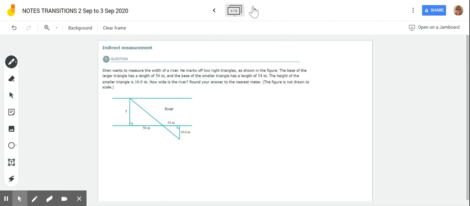Moving on. Here's 6. Shen wants to measure the width of a river. Okay, so here's the river. Wow, that was really bad. Don't do that. Okay.